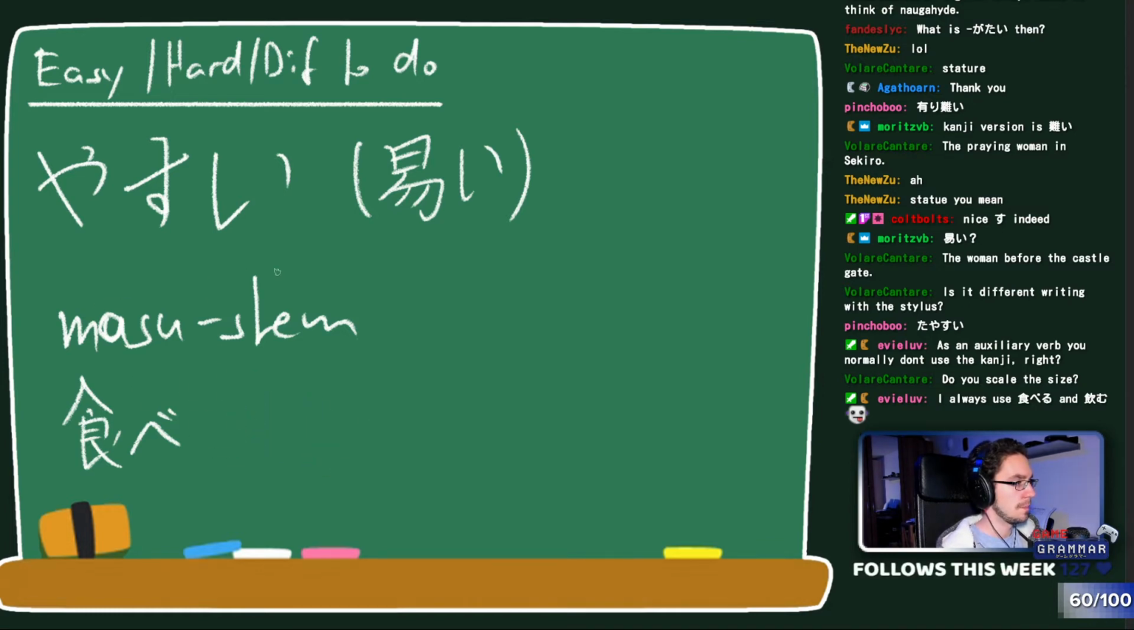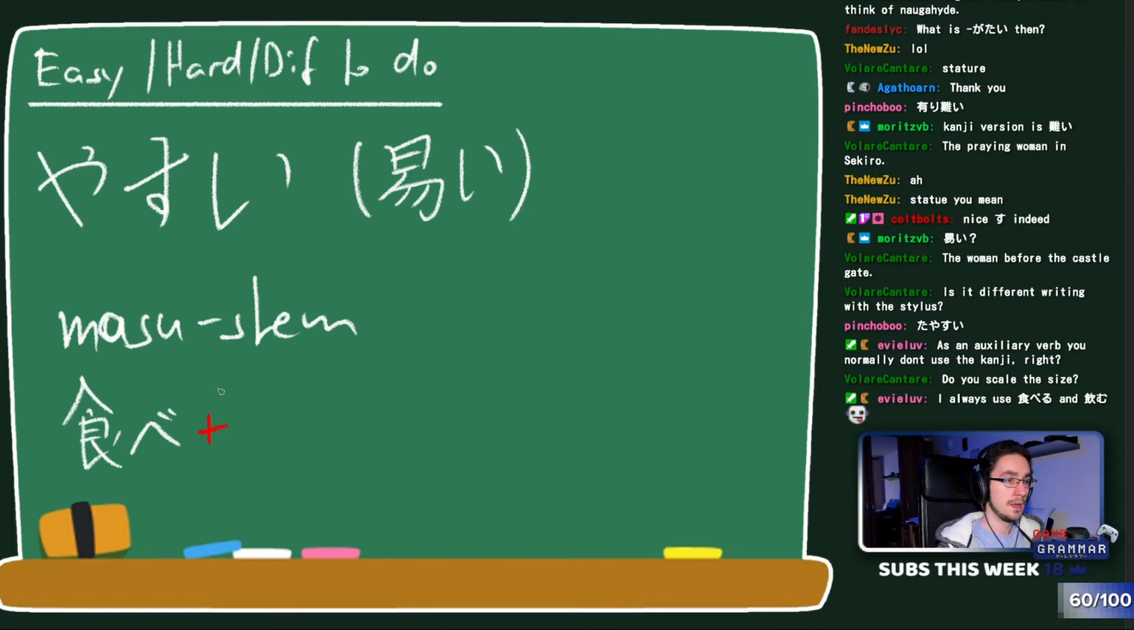So we have the mas stem, and like I said earlier, it is simply a matter of attaching the auxiliary after this. You never use te form in this case for yasui or zurai or nikui. You always use the mas stem, never te form. That's just how it is.